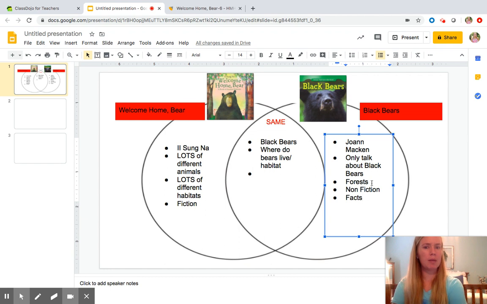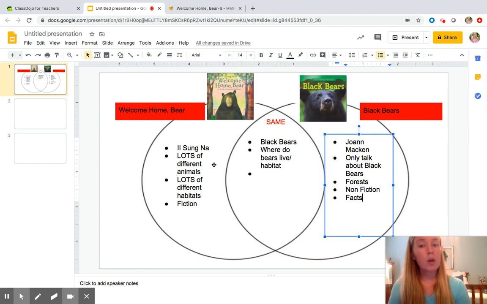Okay, what else can we come up with? We have quite the list here. Let's review it. We know that in the story Black Bears, it's written by Joanne Mackin. They only talk about black bears. It takes place in the forest. It's nonfiction, and there's lots of facts.